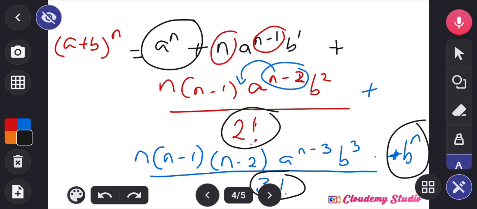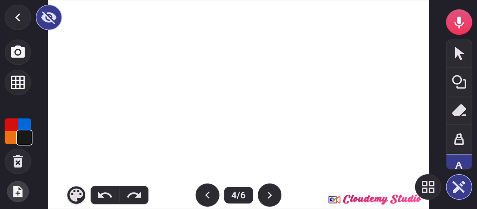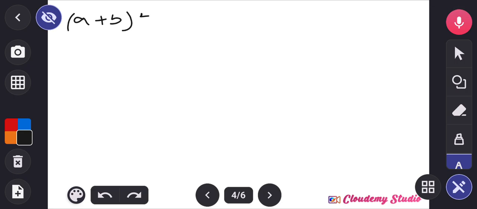You understand? So it's continuing like that till it reaches b raised power of n. You understand? Now, let us take for an example. Remember that when I expand this, I have a squared plus 2ab plus b squared, right? So let us take for an example. I was told to expand a plus b raised power of 2.